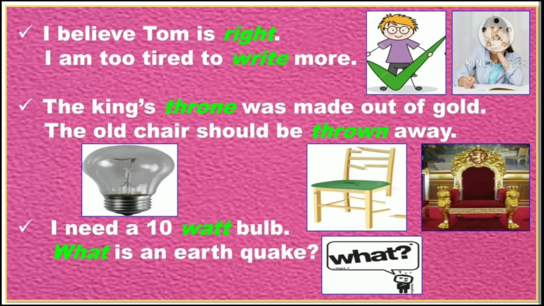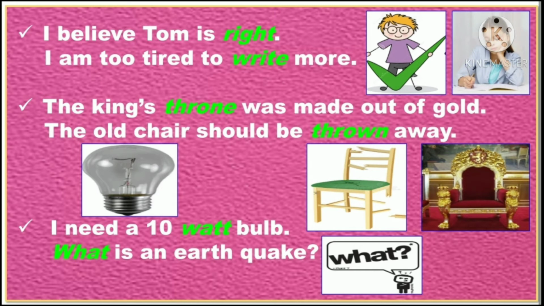The king's throne was made out of gold. The old chair should be thrown away. Here, throne is a formal chair of a king or a bishop. Got it? Okay. And the second, thrown, is the past participle of the word throw, which means to throw something with the help of hand.